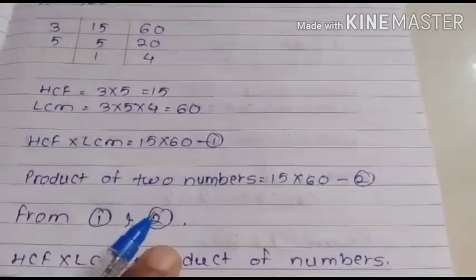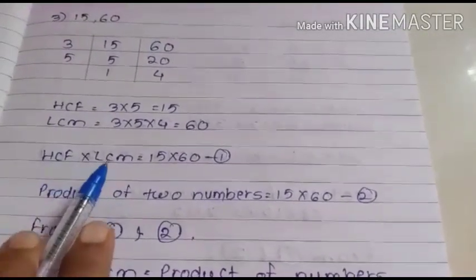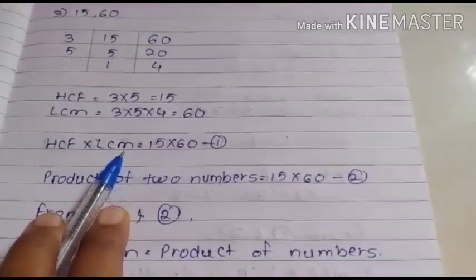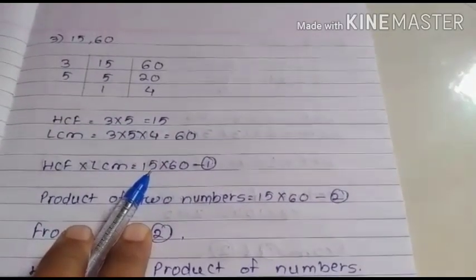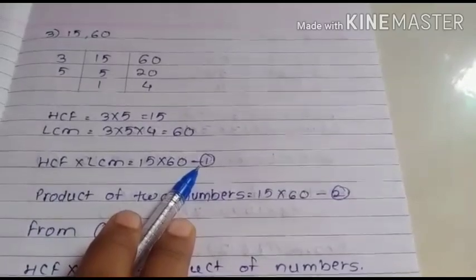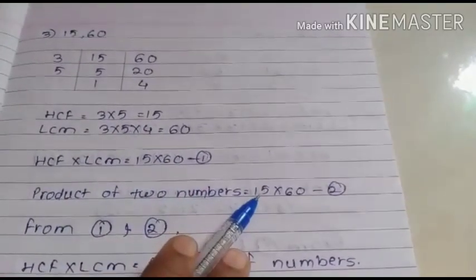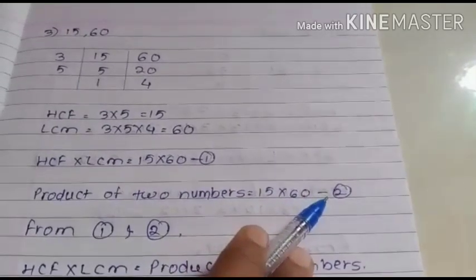Okay. Now what we have to do? We have to verify the product of LCM and SCF. How much SCF did you get? 15. And LCM is 60. Give this as equation number 1. And the product of the two numbers is also 15 and 16. Give this as equation number 2.